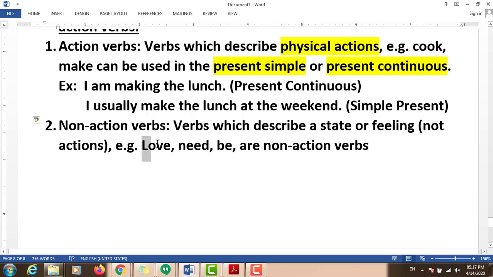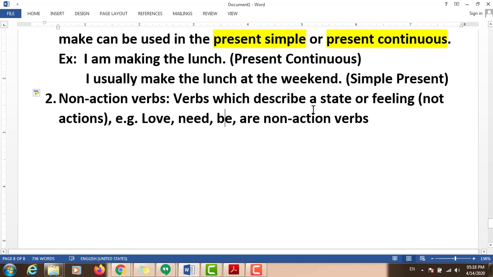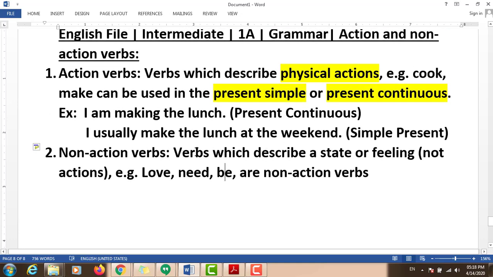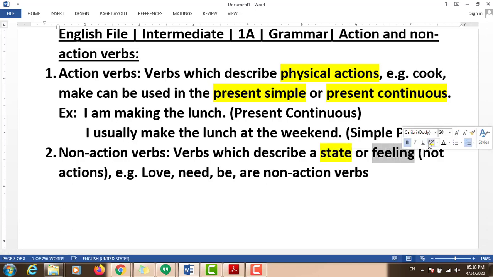Non-action verbs. Like love, it's a mental verb. It doesn't have any action, okay? And then need, you need something in your brain, in your mind. Then be, like was, were, is, am, are, being, and been. They're all non-action verbs. So look at this part. Non-action verbs which describe a state or feeling. It does not show any action.